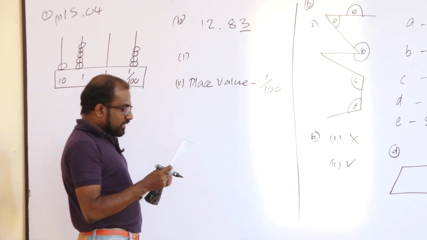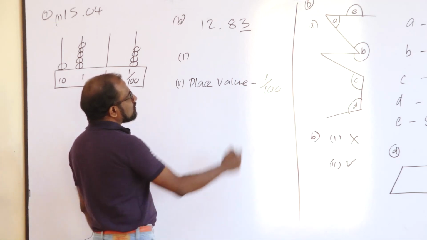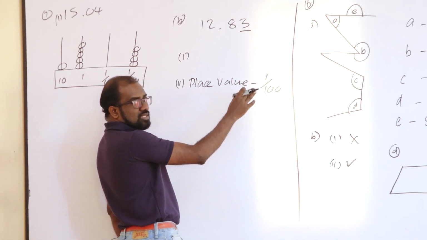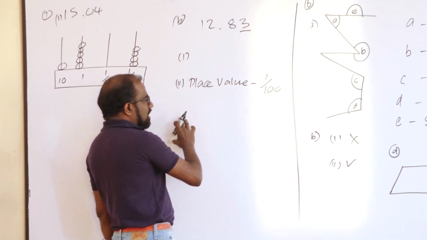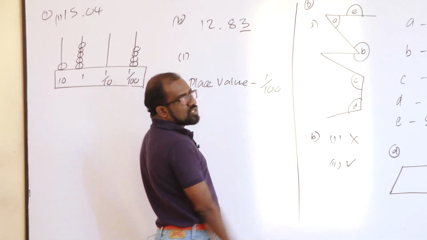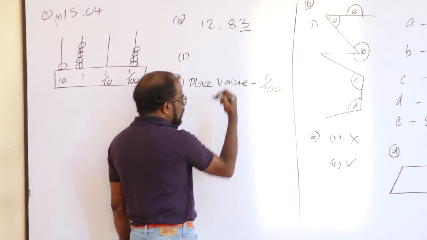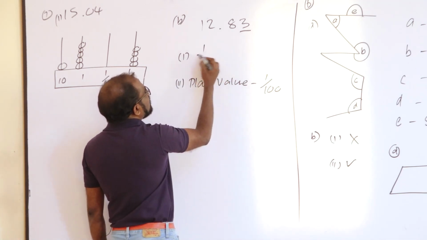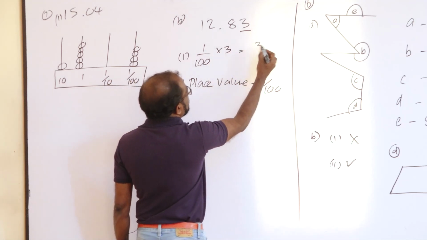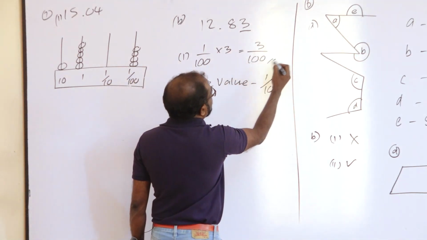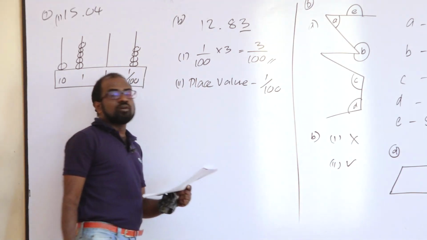Got it? Then the represented value. We made a separate table in class, in the decimal lesson: number, place value, represented value. Place value 1/100. 1/100 into 3. What is the answer? 3/100. Right? 3/100.